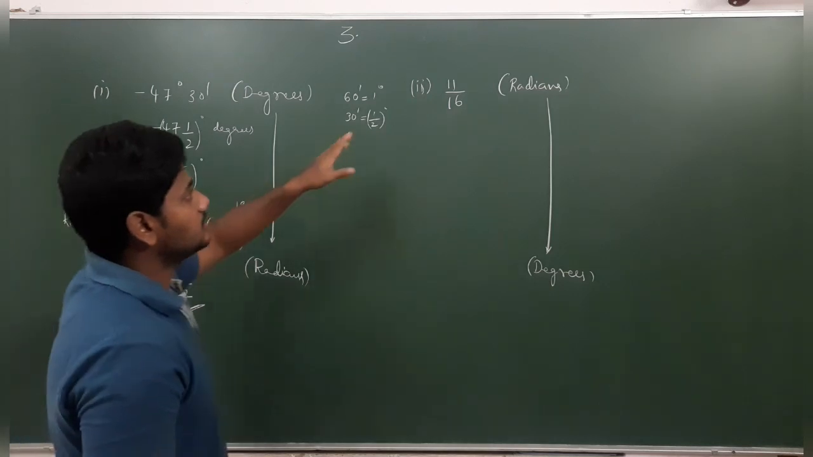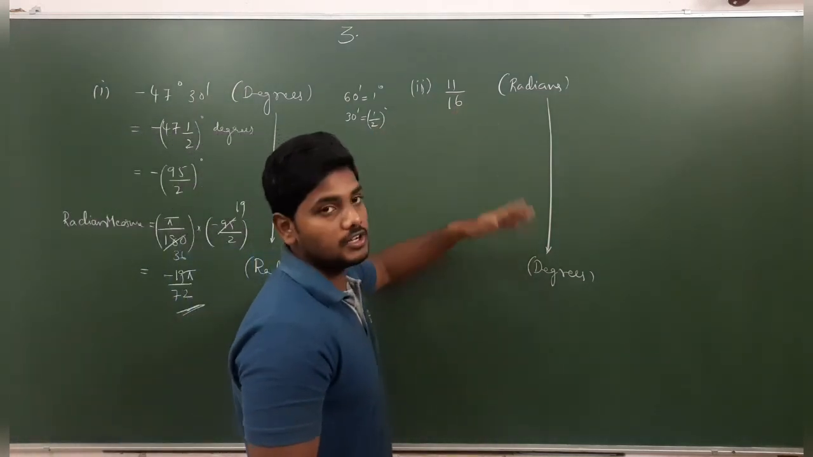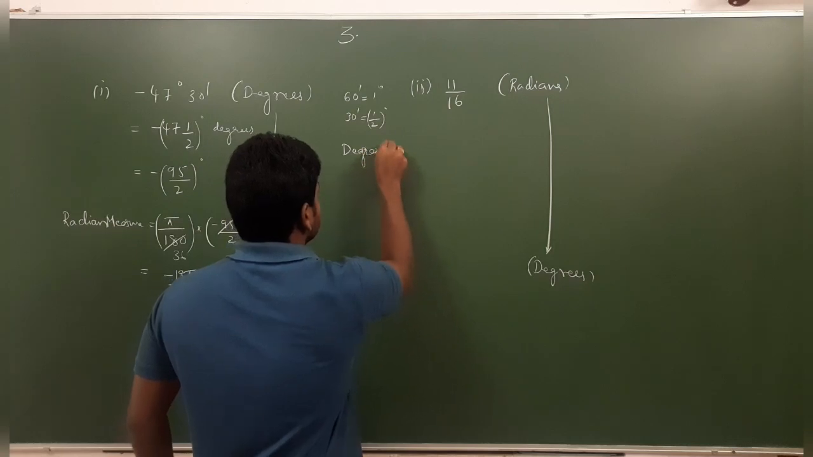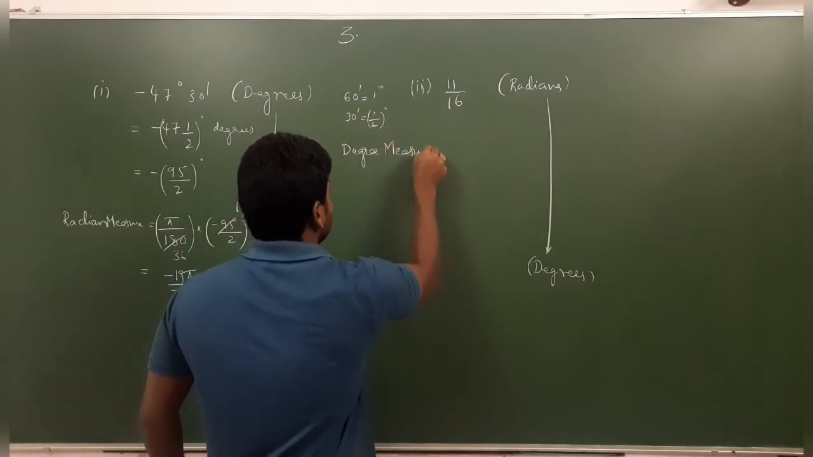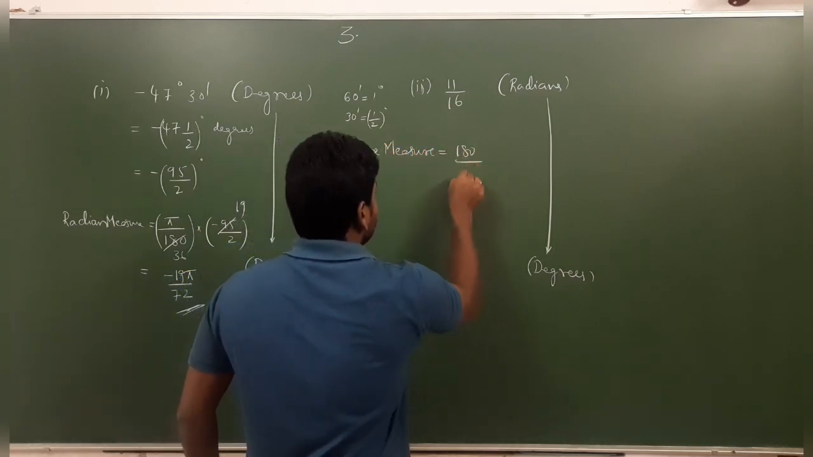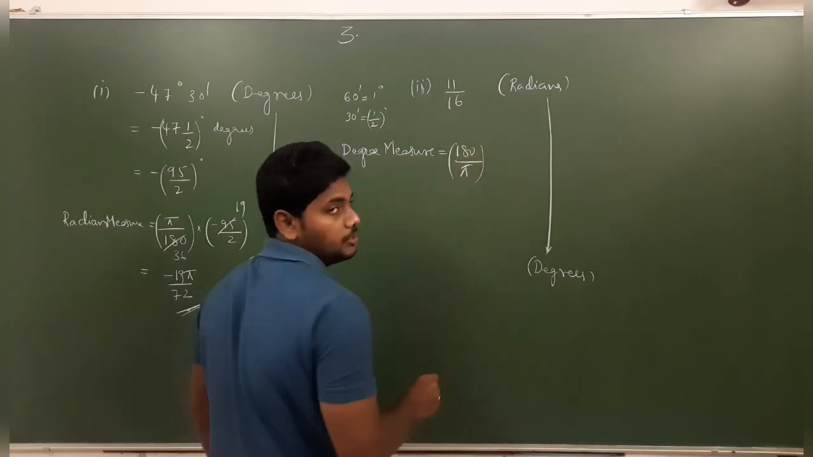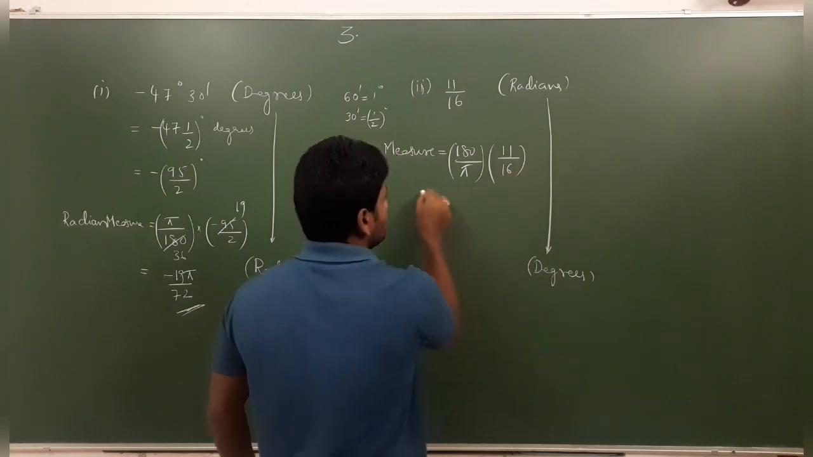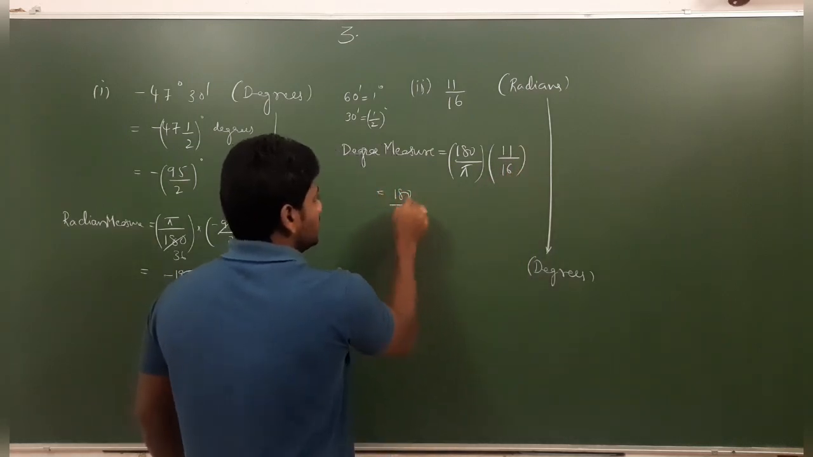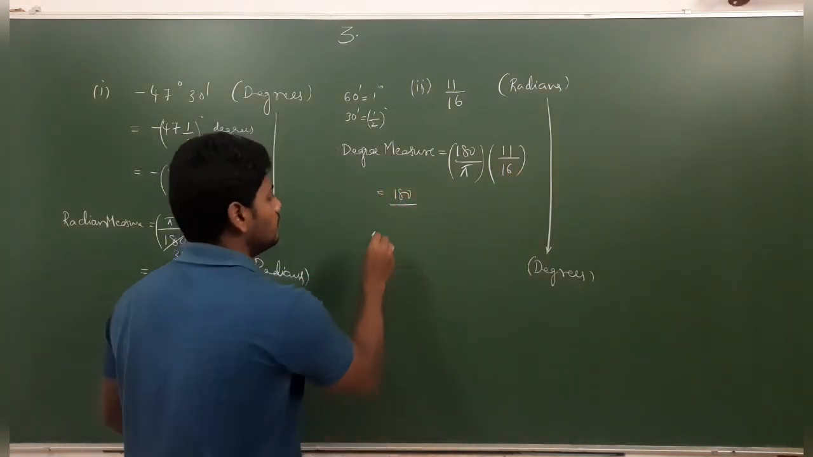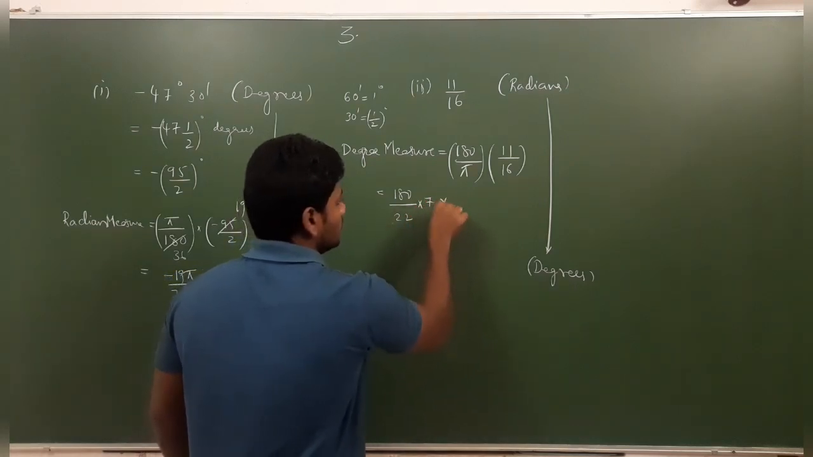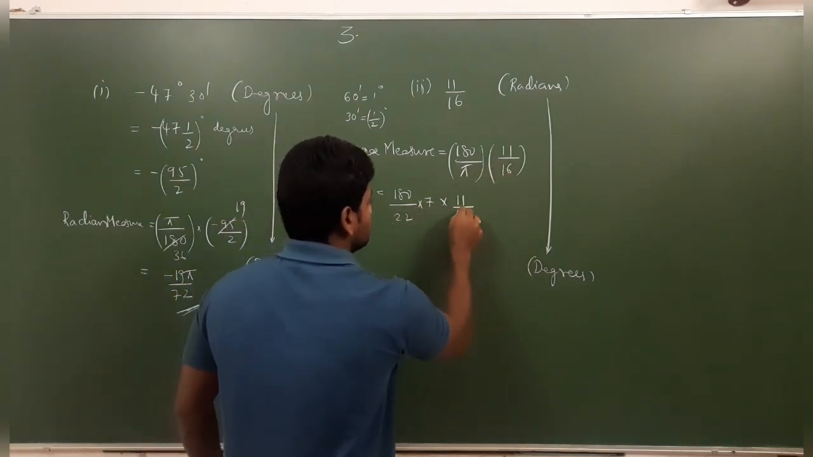Next, 11 by 16 radians in terms of degrees. In terms of degrees means we need to write the degree measure. What is the degree measure? It is 180 by pi into the number of radians, that is 11 by 16. So 180 by pi. What is the value of pi? 22 by 7, right? So into 7 into 11 by 16.